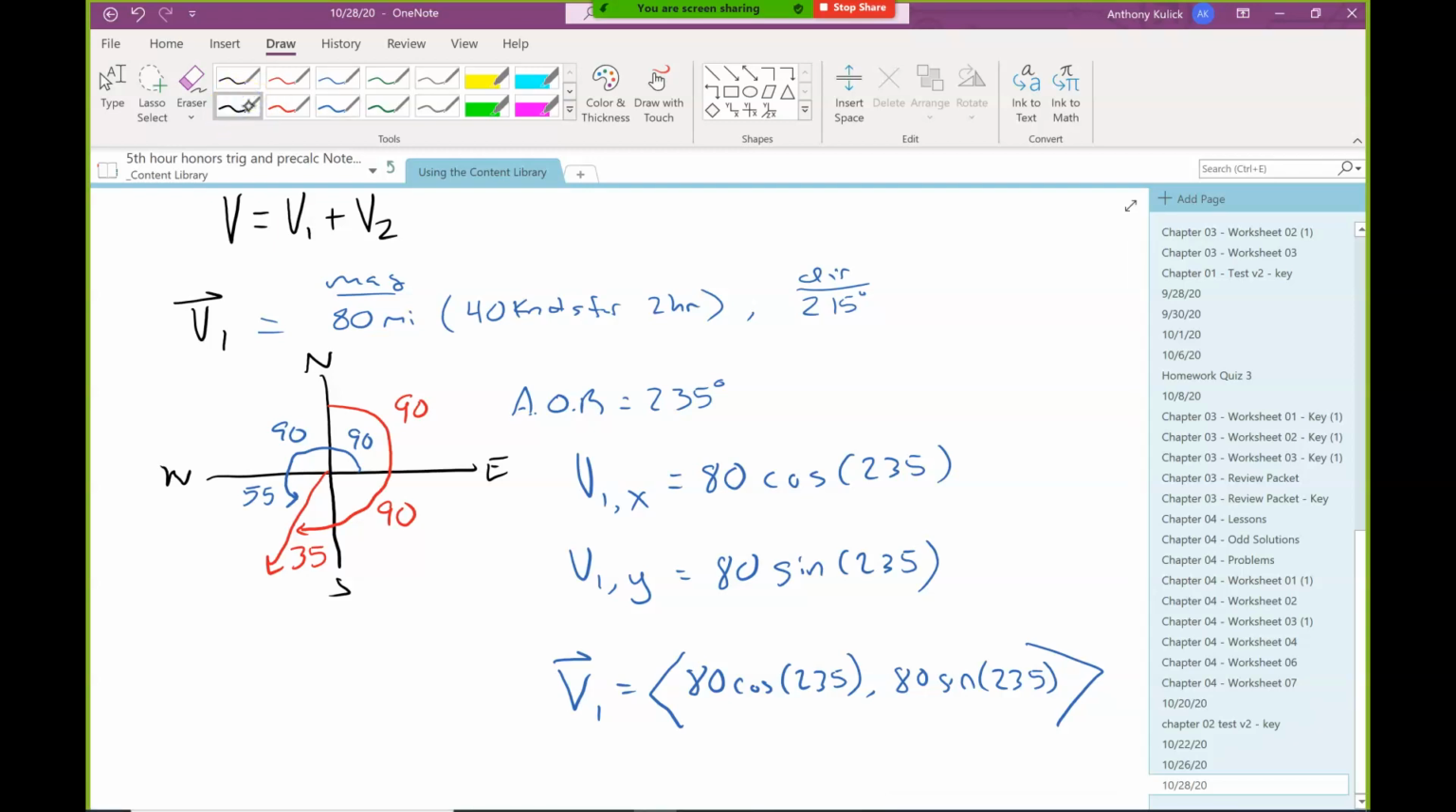So on the unit circle, the x-coordinate is cosine of theta. Same reasoning here. Is that okay? It'll always be that way. X will always be cosine, y will always be sine.